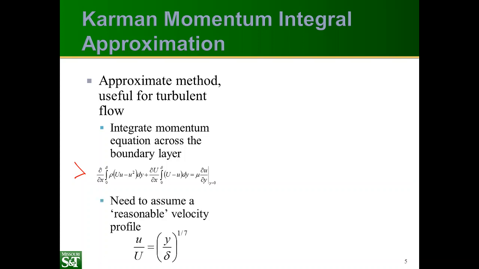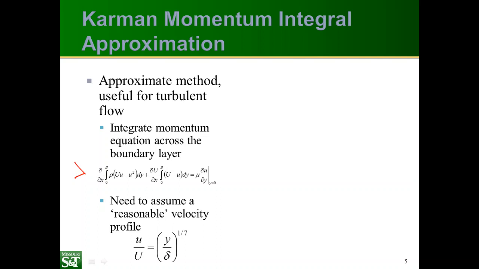The velocity profile that we assume should be reasonable for the momentum flux. And from empirical measurements, most people have found that this 1/7 power velocity profile is pretty reasonable. Now, this requires a little bit of engineering judgment because various possibilities exist. But for turbulent flow, the 1/7 power law is very common. It's not reasonable, however, for evaluating the wall shear.